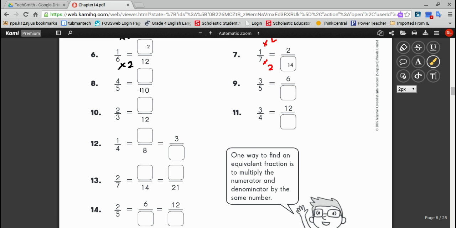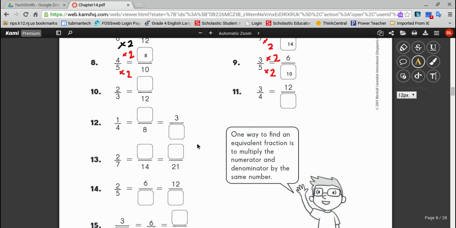So let's multiply again. 5 to 10. Well, 5 times 2 gives me 10. So again, I'm going to multiply the top times 2. And 4 times 2 is 8. Here we go. 3 to 6. Well, 3 times 2 gives me 6. So again, I'm going to multiply the bottom times 2. 5 times 2 is 10.